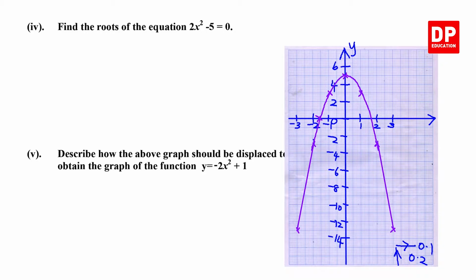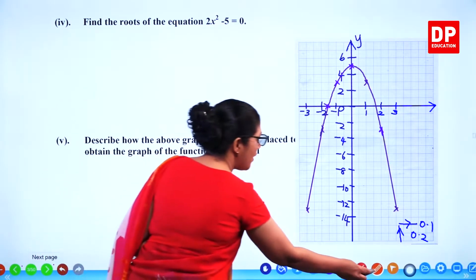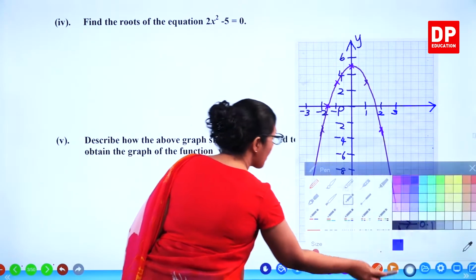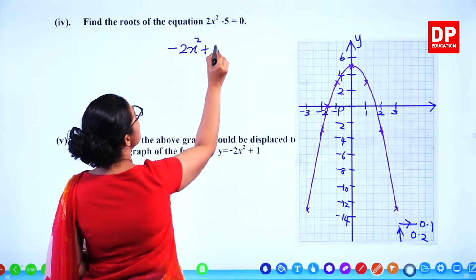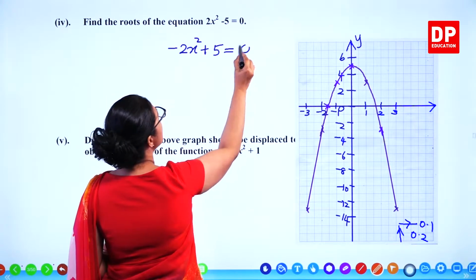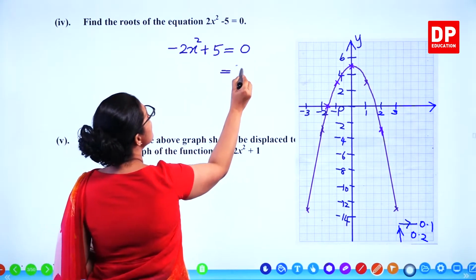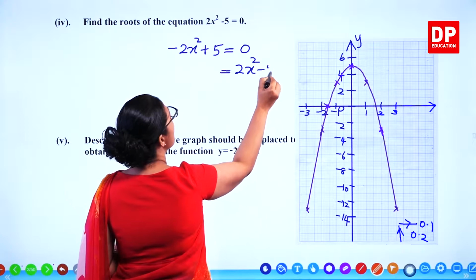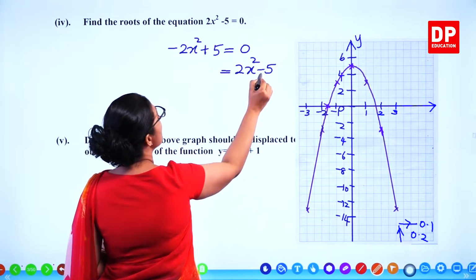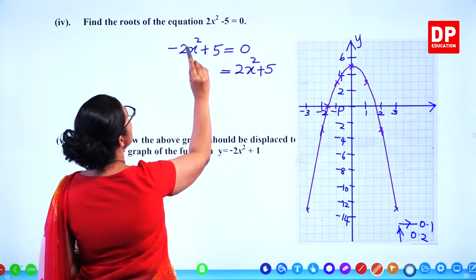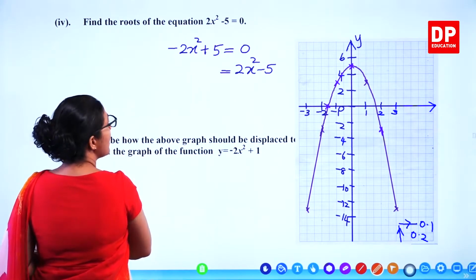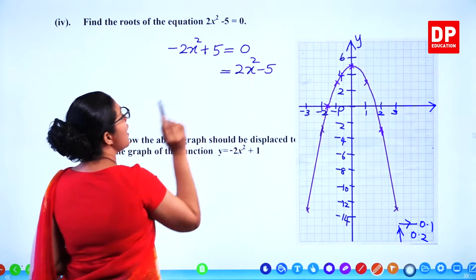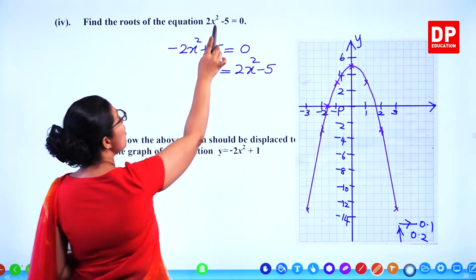Part 4, find the roots of the equation 2x squared minus 5. So you know already, minus 2x squared plus 5 is the graph. When you take it to the other side, nothing happens. So you get 2x squared minus 5 plus 5 there. You get minus 5, not plus 5, when you take it to the other side, 2x squared minus 5. So that is what we need.